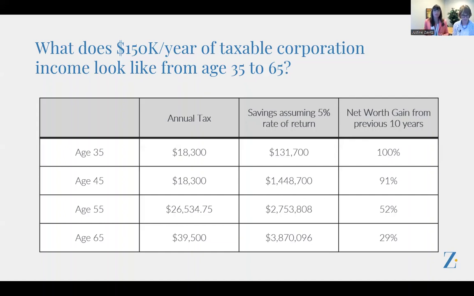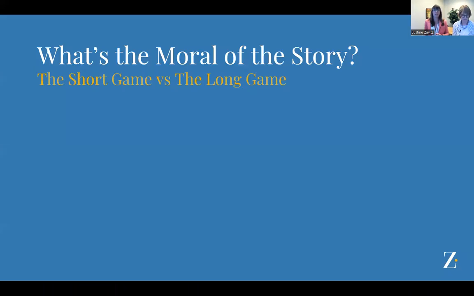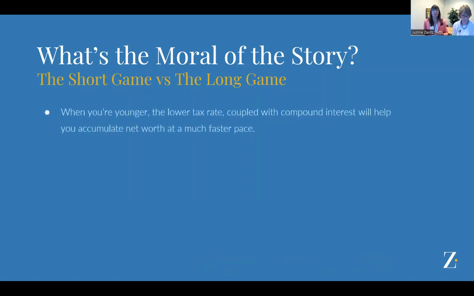So we've reviewed all sorts of numbers here. What is the actual moral of the story here? And it really comes down to the short game versus the long game. When you're younger, the lower tax rate coupled with compound interest is helping you accumulate net worth at a much faster pace. And as younger individuals, that tends to be what our goals and ambitions are, is to try to increase our net worth as much as possible.